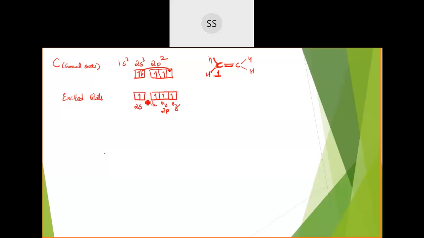Why does the excited state have to be written? Because we need the carbon to form four bonds. Carbon has already formed four bonds, so that means bonding has happened in the excited state, not in the ground state. You need to write that excited state where you get four unpaired electrons. Now, how many sigma bonds are formed? Between the carbon and carbon atom, one is a sigma bond. Then between the carbon and hydrogen, there is a sigma bond. Between this carbon and hydrogen also, it is a sigma bond. And one is the pi bond.